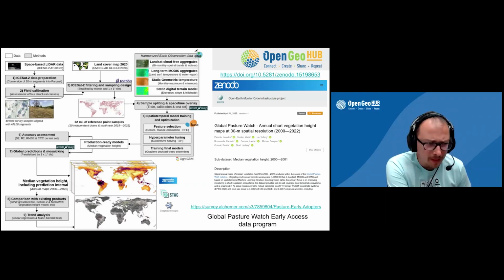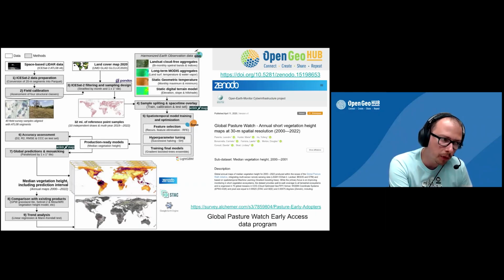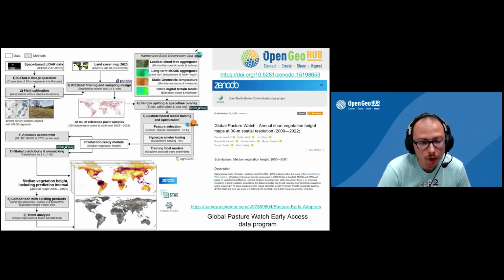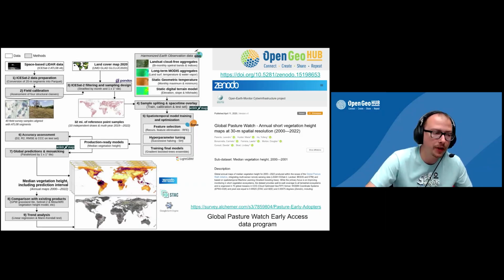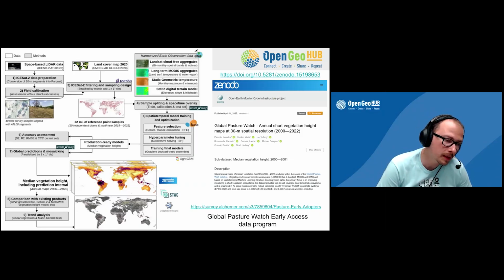I will explain several steps of this workflow, including how we filter the data, which involved a lot of filtering, and how we did a sampling design considering the magnitude of the ICESat data, with a lot of training reference points. I will also explain how we managed to run the models and the rationale behind them, and show some of the results and visual analysis of the maps.